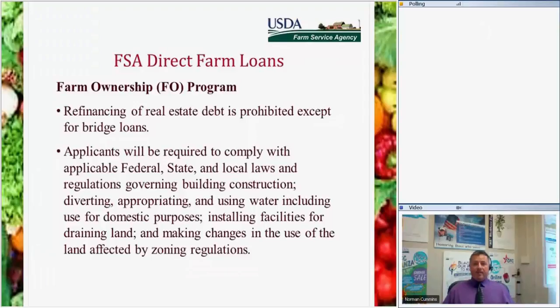And for the program itself, you cannot refinance real estate debt. It's prohibited except for bridge loans, which I explained earlier. And you are required to comply with all applicable federal, state, and local laws and regulations governing building construction. So you can't just get a loan from us and throw something up. You have to go through the permits with the city or wherever you're building it and follow the codes. Especially if you're going to use it for water irrigation, you have got to make sure you follow the regulations, because we will not get you a loan. It's something that we do look at.